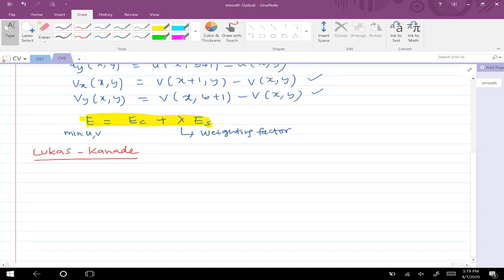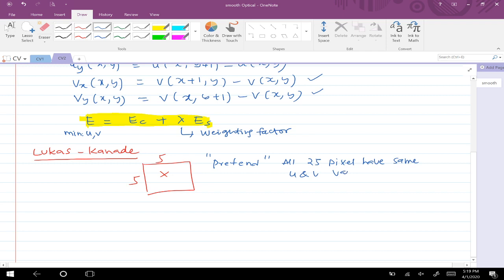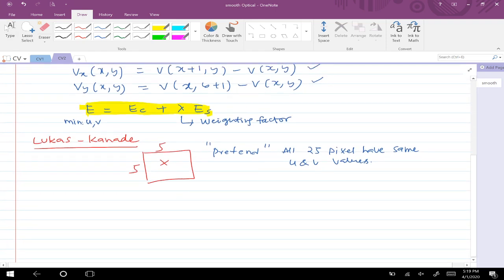Now assume that for a given pixel you consider around it a 5 by 5 window. That's again just an example; it could be any value. Now the assumption is that all pixels, you pretend, okay, let's pretend that we understand what we mean by pretend here, we will come back to it a little later. So you pretend that all 25 pixels have the same U and V values. Now you apply the optical flow brightness constancy constraint at all these 25 pixels.